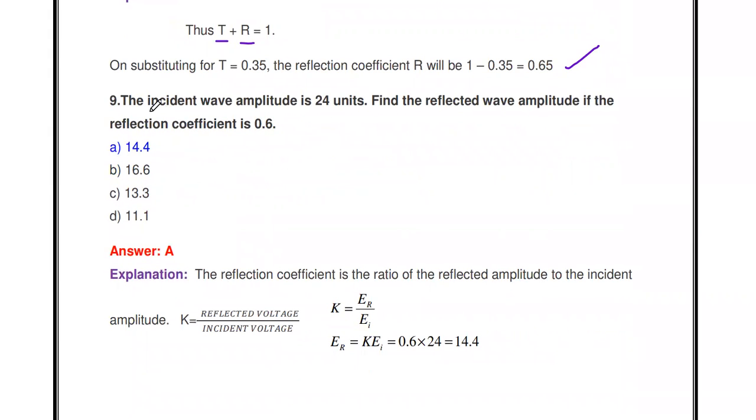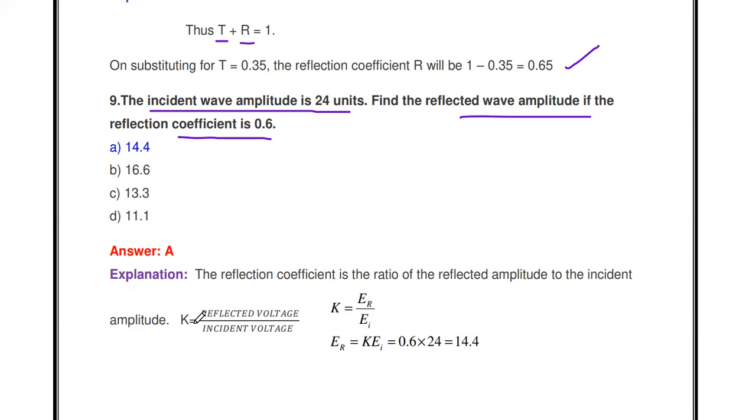The next one, the incident wave amplitude is 24 volt. Find the reflected wave amplitude if the reflection coefficient is 0.6. This is a 2 mark problem. So what are the data given? Incident wave amplitude is 24 volt. Reflected wave amplitude we have to find out. Reflection coefficient is given as 0.6. What is the relation between these things?